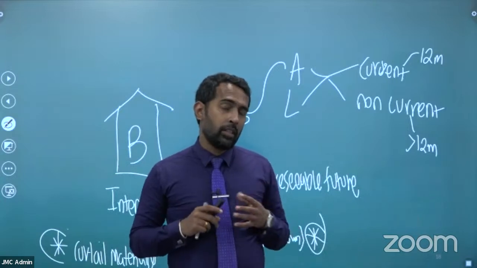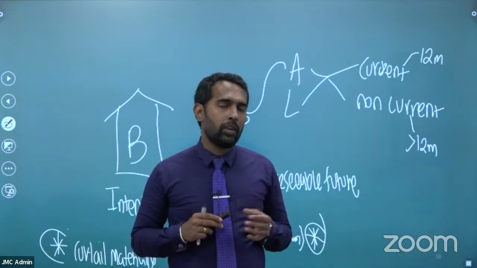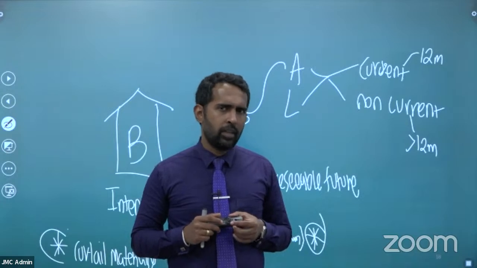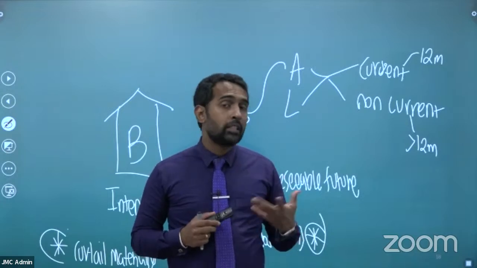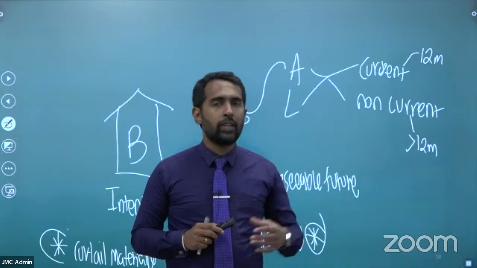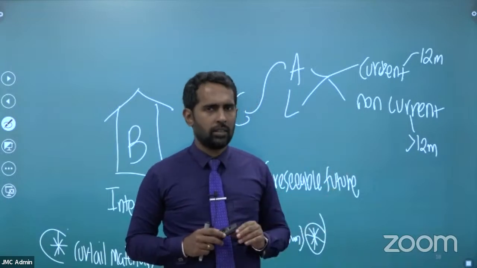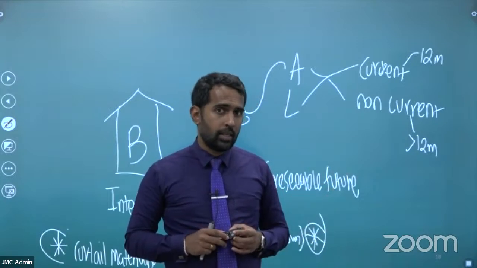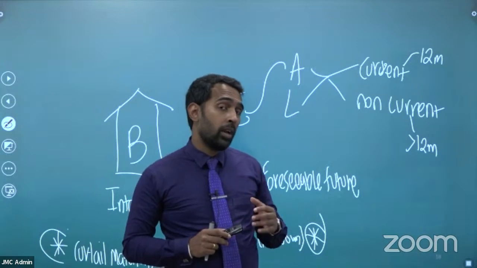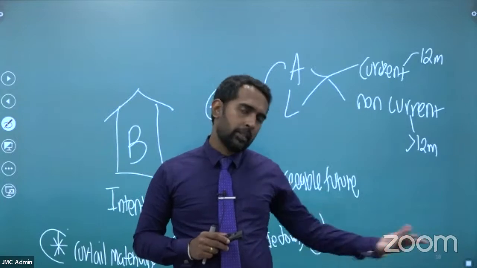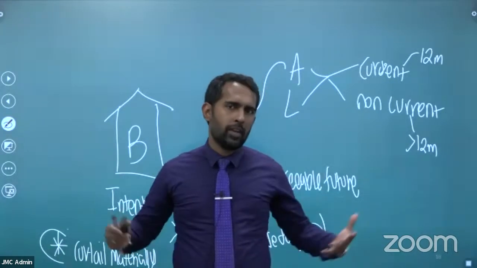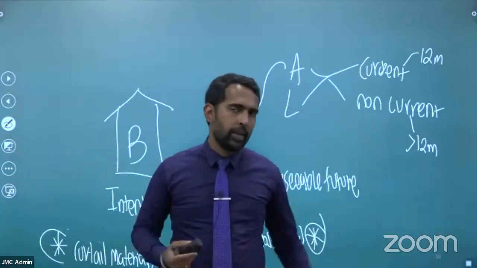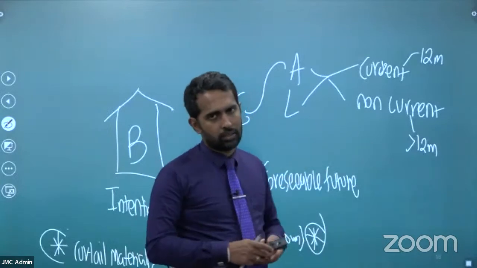If an asset or a liability were to get realized within the next year, settled within the next year, we say it's current. If an asset or a liability were to get settled after a year, realized or settled, we say it's non-current.